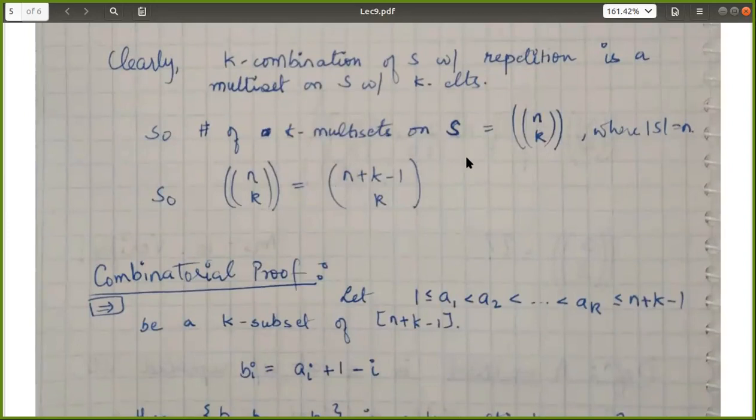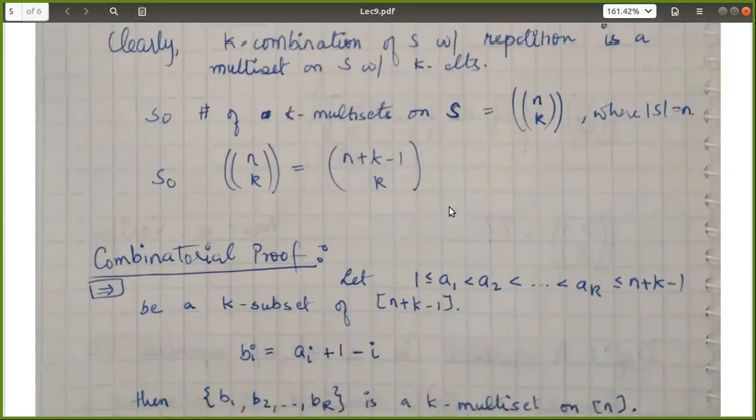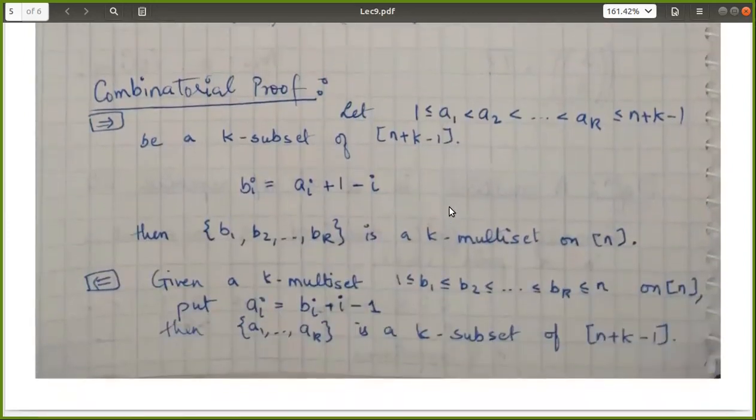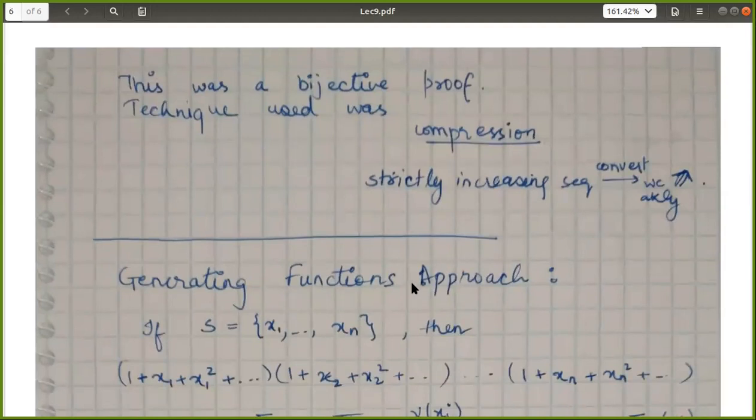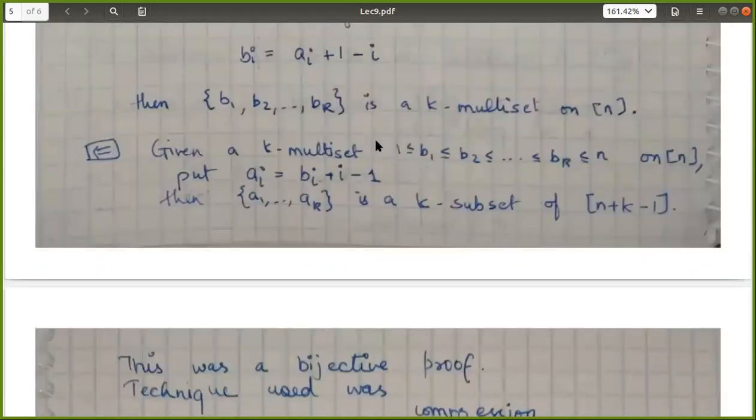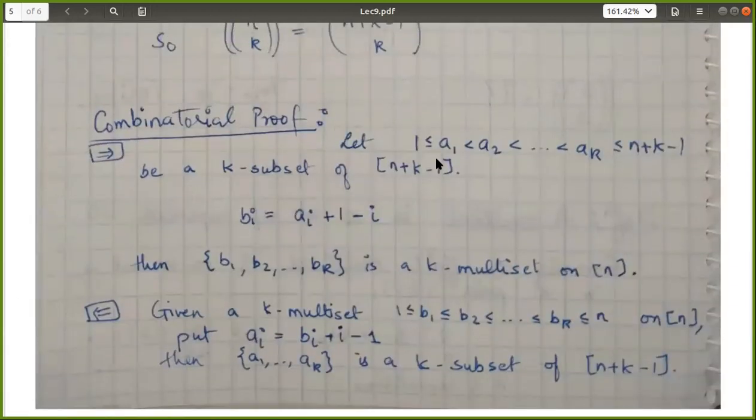Okay, I seem to be running out of time. So just go through this once again on your own and you'll understand this. It's not at all hard. But what we did here is, definitely this was a bijective proof. Again, I showed a bijection between the number of K multisets on N and the K subsets of N plus K minus 1. Okay, so this was a bijective proof, a combinatorial one.